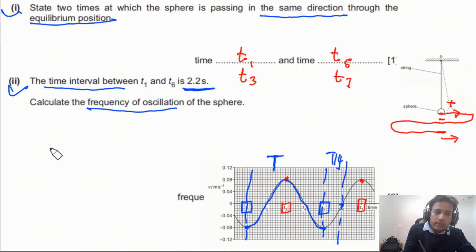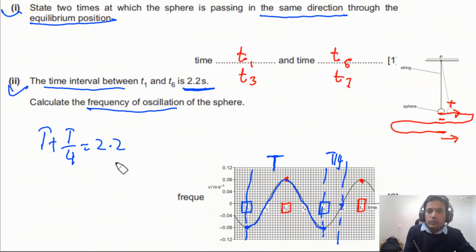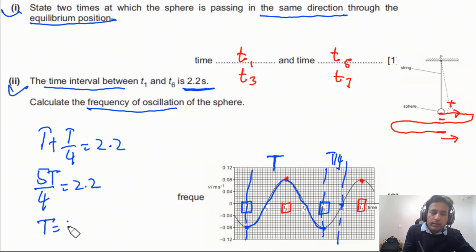So it simply means that T plus T/4 is equal to 2.2 seconds. So simply we can say this is 5T divided by 4, which is equal to 2.2 seconds. So from here we can find out T, that will be equal to 1.76 seconds.